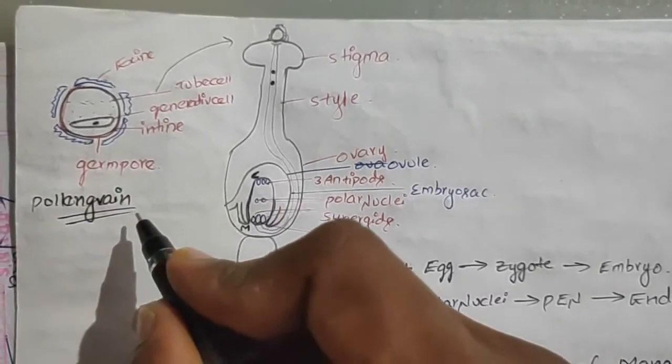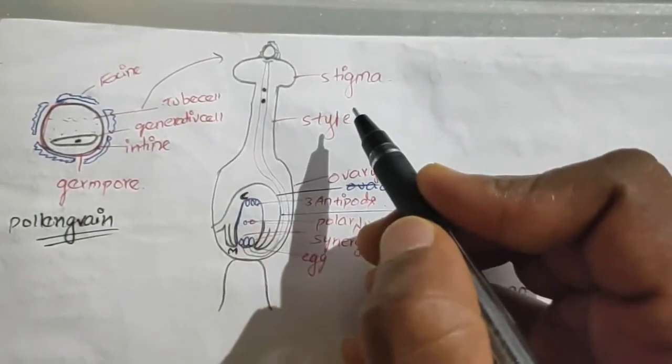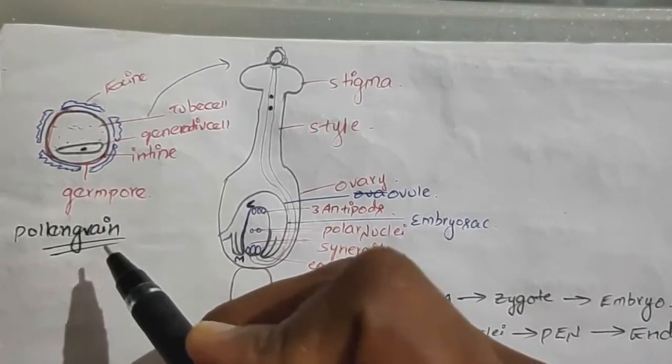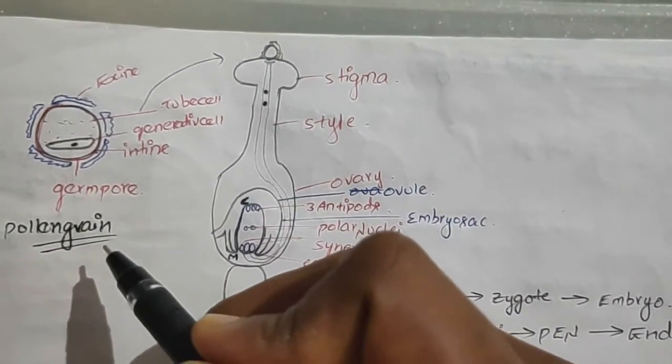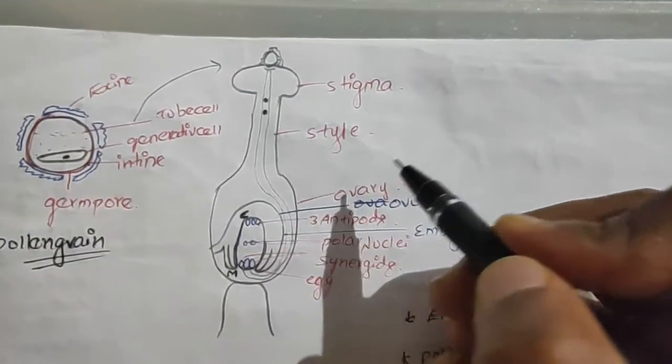Using some external agents, this pollen grain falls on the female reproductive organ, that is the pistil. These external agents may be wind, water, air, insects, birds, etc.